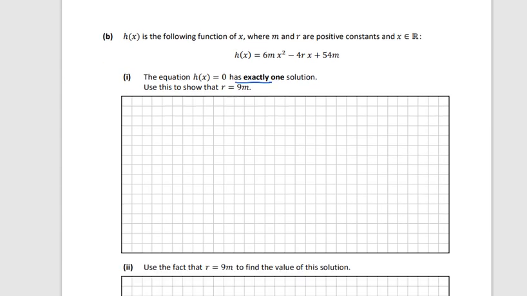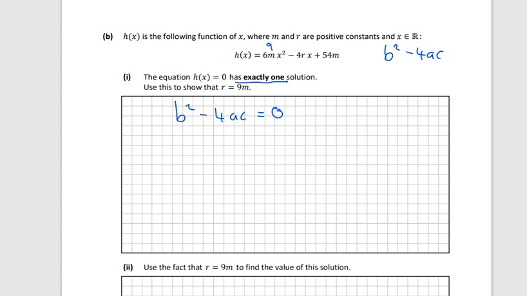Part B, so has exactly one solution. So this is where we use the discriminant, the b squared minus 4ac. So if it has two positive solutions, then it's greater than 0. If it has one real solution, then it's equal to 0. And if it has no real solutions or complex solutions, then it's less than 0. So here it's one solution. Therefore, we know b squared minus 4ac has to be equal to 0.